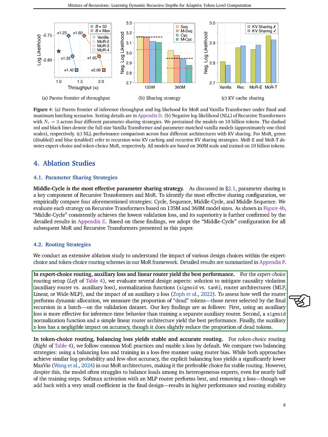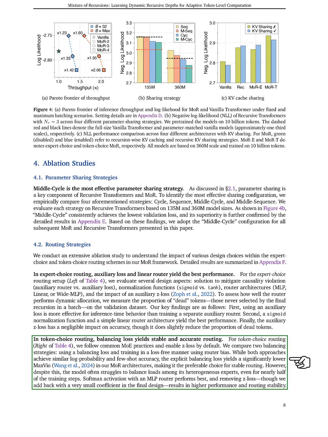Section. In token choice routing, balancing loss yields stable and accurate routing. In this section, we explore token choice routing, where balancing loss leads to stable and accurate routing. For our token choice routing, we adopt standard practices in Mixture of Experts, MoE, and enable Z-loss by default. We compare 2 strategies, one that uses a balancing loss and another that trains without loss using router bias.